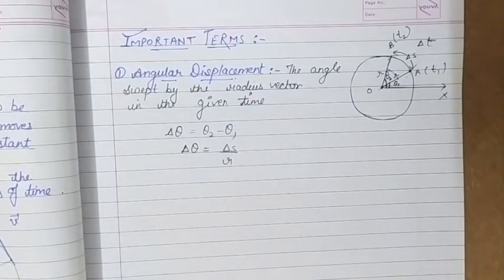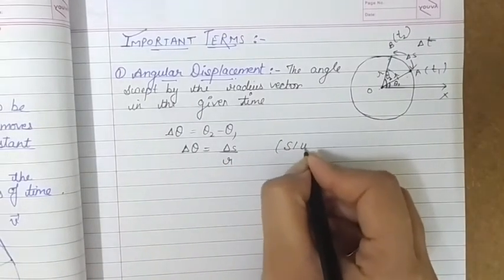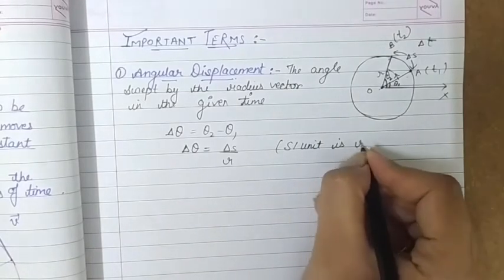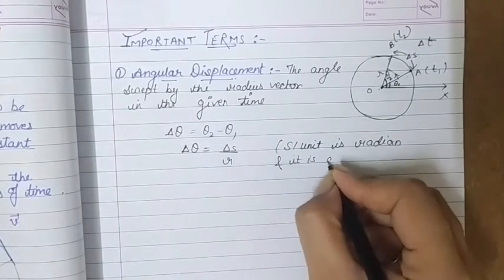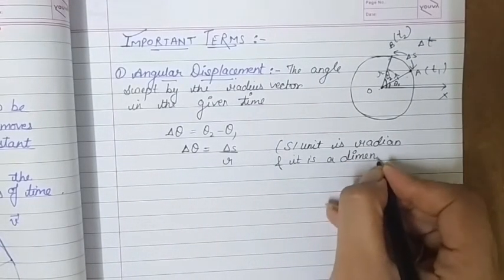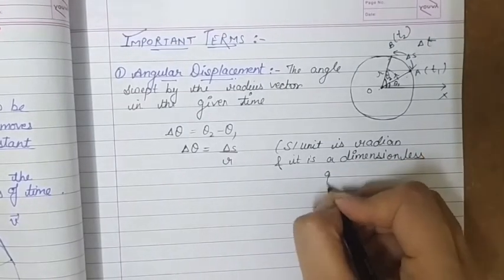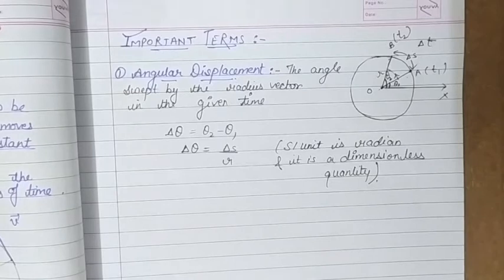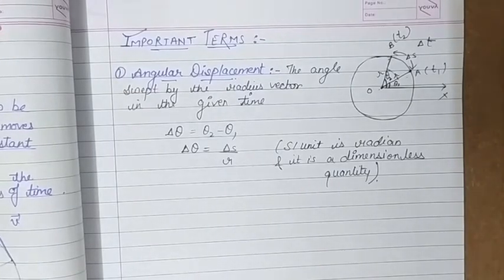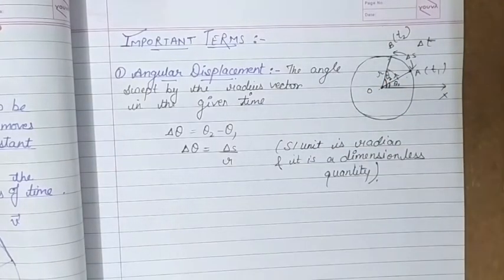Now if we talk about the unit of angular displacement, it is an angle, so its SI unit is radian, and it is a dimensionless quantity, dimensionless because it is an angle, so it has no dimension. Its unit is radians, and its value is theta 2 minus theta 1 or delta s upon r. So the angle swept by the radius vector in the given time interval during circular motion is called angular displacement.